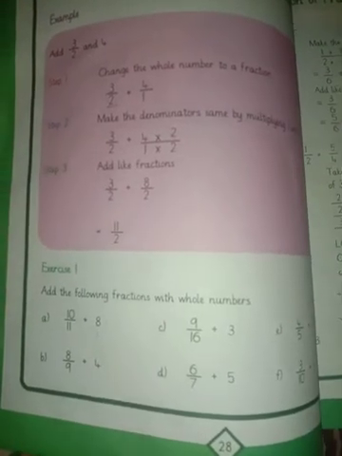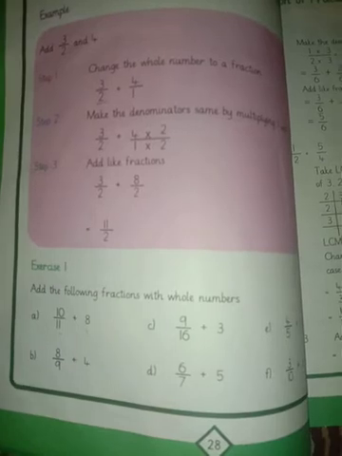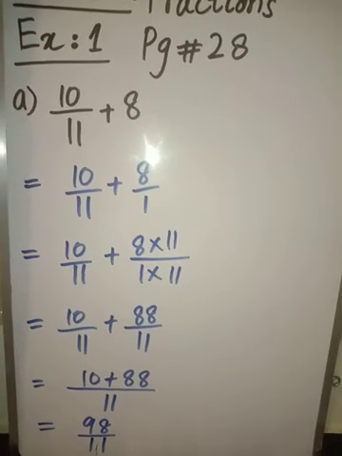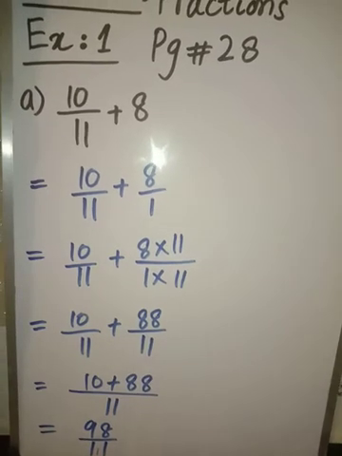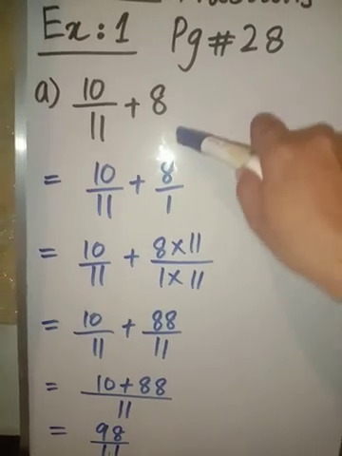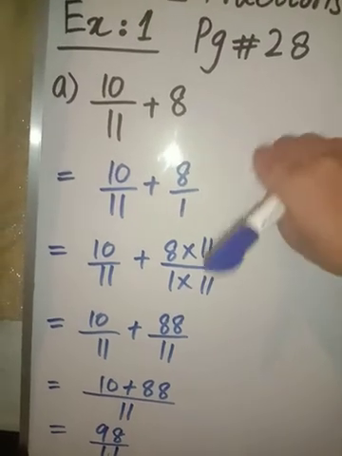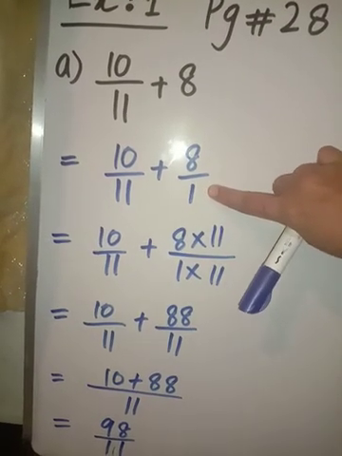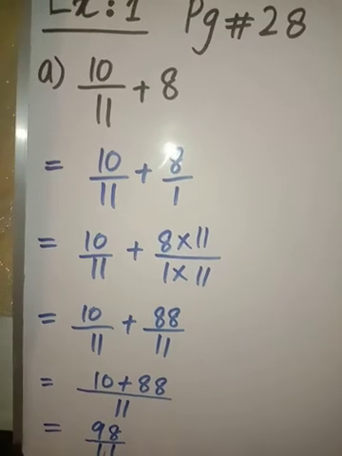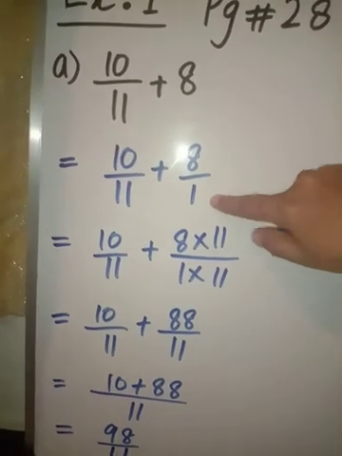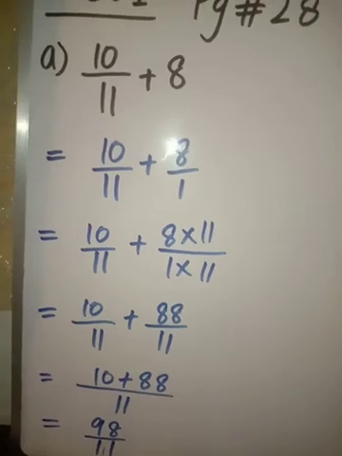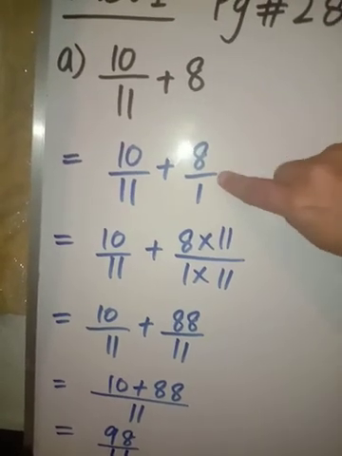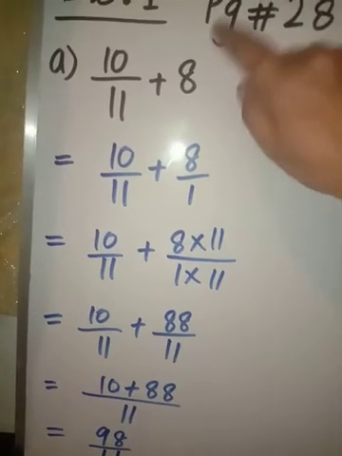Now moving towards exercise 1 from page number 28. We have the first question: add the following fractions with whole numbers. So you have to add both. So let's have a look. Students, now what should you do here? Whenever you have to add a whole number to a fraction, in the very first step you have to write 1 as a denominator under the whole number. So you will write 8 over 1. Understand? So the first step is to write 1 in the denominator of the whole number.